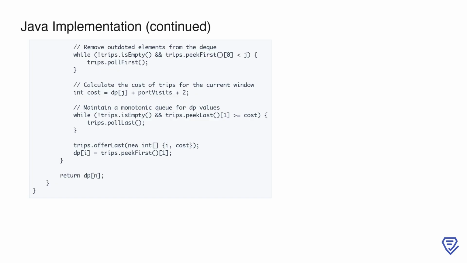To optimize the dynamic programming solution, we maintain a monotonic queue. We remove elements from the back of the deque if their cost is greater than or equal to the current trip's cost. This ensures the deque always contains the smallest DP values for efficient lookups. Afterward, we add the current index and its cost to the deque. Finally, the DP value for the current index is updated using the minimum cost from the front of the deque. Once the loop completes, the answer is stored in dp[n], representing the minimum cost to deliver all the boxes. This approach efficiently balances the constraints while minimizing the delivery cost.